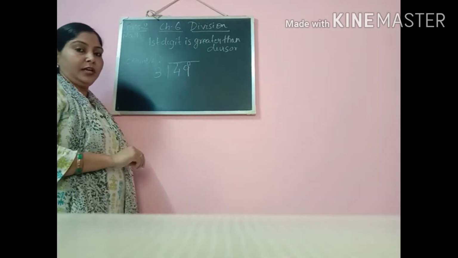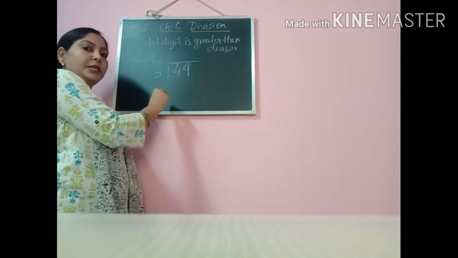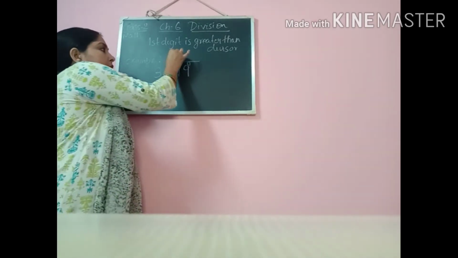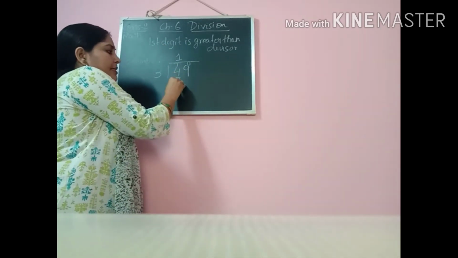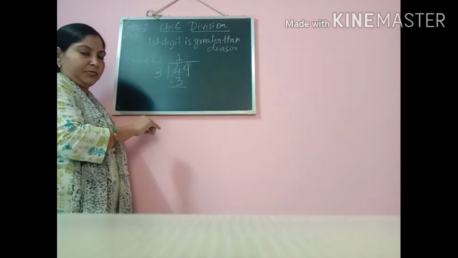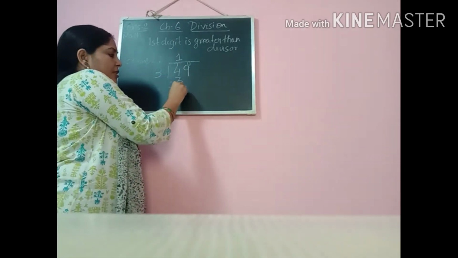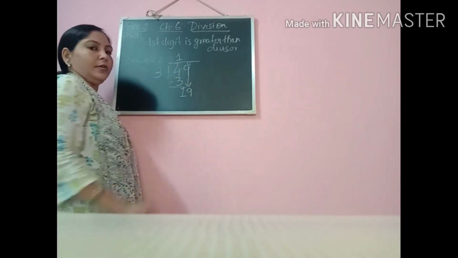3 ones are 3, 3 twos are 6. Now if I take it 6 times, not possible. We cannot subtract. So we will take it 1 time. So we are going to write 3 ones are 3 just below 4, and we'll subtract it. Okay, 4 minus 3 is 1. Now we copy down this 9 over here.